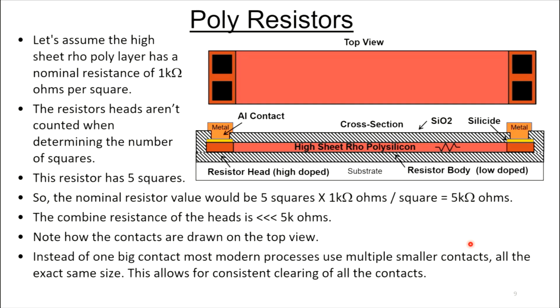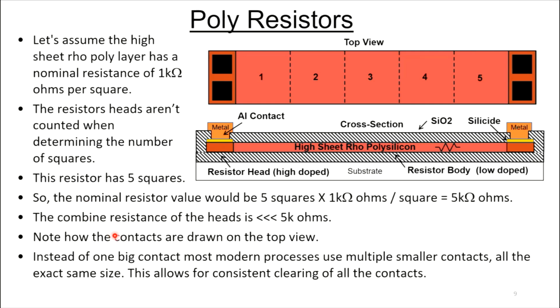So let's assume the high sheet row poly layer has a nominal resistance of 1 kilo ohm per square. We don't count the resistor heads when we're figuring out the number of squares. So this particular resistor has 5 squares. 1, 2, 3, 4, 5. So the nominal value of this resistor would be 5 squares times 1 kilo ohm per square. That gives you 5 kilo ohms. So the combined resistance of the two heads is way, way, way lower than 5 kilo ohms.